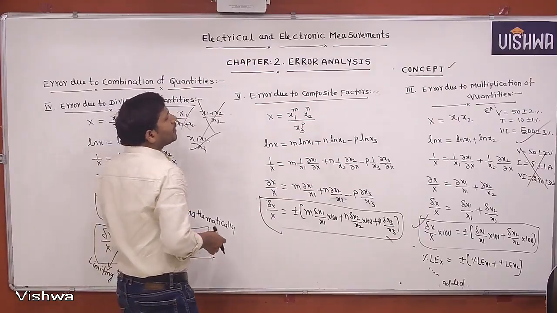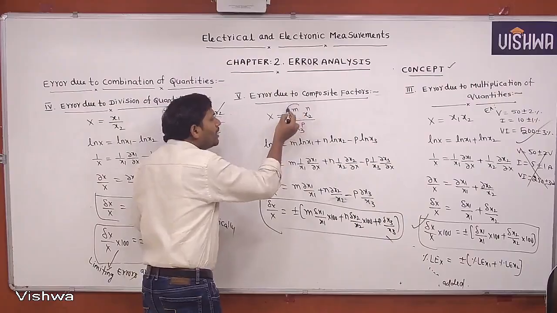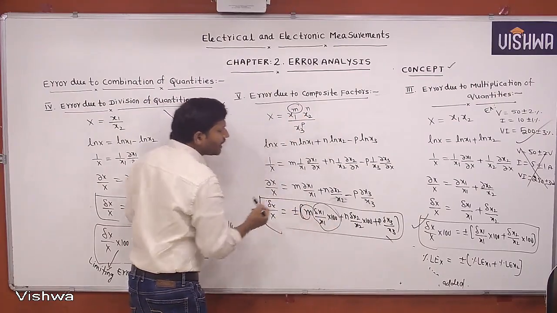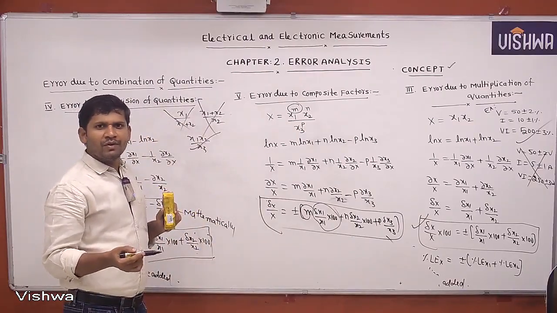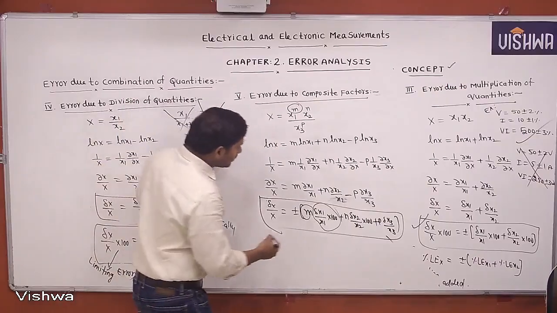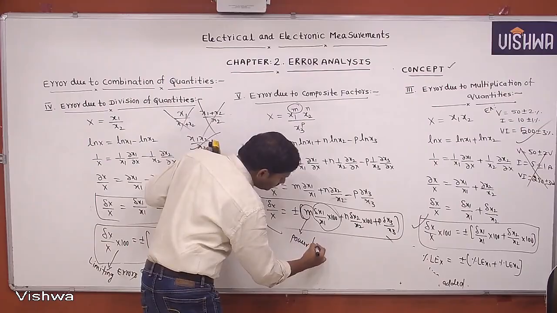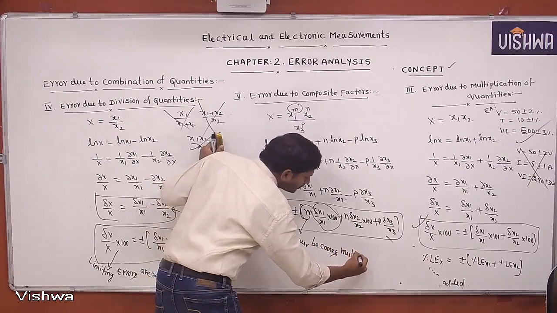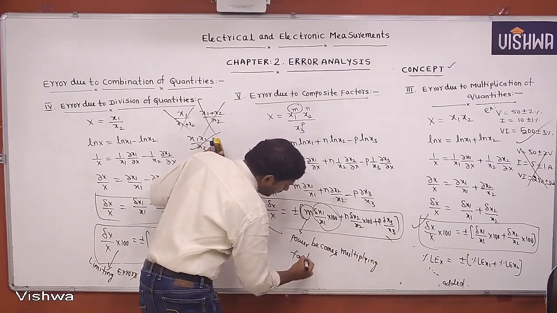That means, what is the observation here? In composite factors, power becomes a multiplying factor for which error? Limiting error. Power is multiplied for limiting error. That is, power becomes a multiplying factor for limiting error.